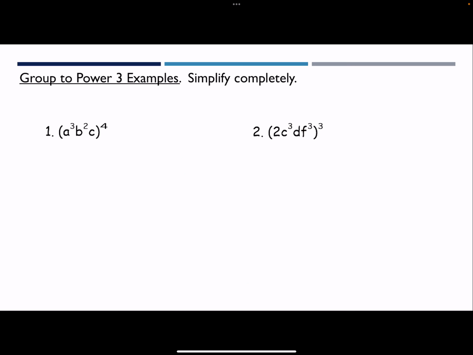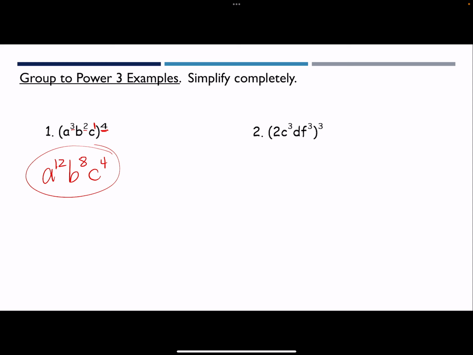Okay, let me show you some more examples. So now we have a whole lot of stuff in these parentheses. But again, it's really more the same. We're just raising everything to the 4th power, multiplying the exponents, raising the coefficients to that power. So a to the 3 times 4 is a to the 12. B to the 2 times 4 is b to the 8. C to the 1 times 4 is c to the 4.